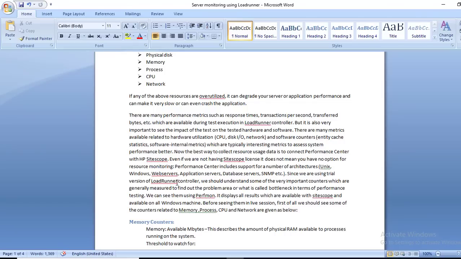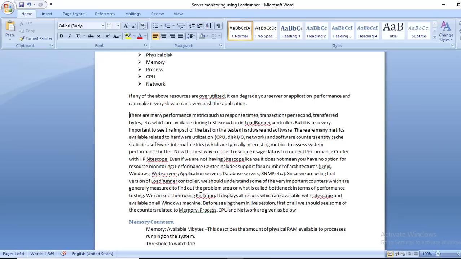Since we are using the trial version of the LoadRunner controller, we should understand some very important counters which are generally measured to find out problem areas, or what is called a bottleneck, in terms of performance testing. The problem area in performance testing which causes the degradation, we call a bottleneck.